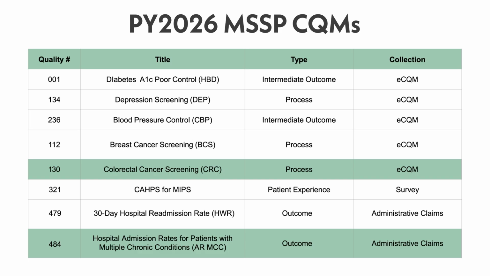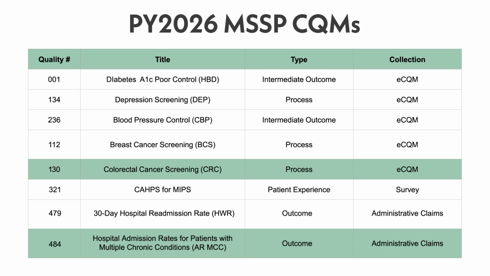Quality 112, breast cancer screening. Based on a screening mammogram within the look-back window with specifications aligned in the 2026 eCQM version. And Quality 113, colorectal cancer screening. This is an important highlight because it is phased into APP+ beginning in 2026, meaning sites need strong registry and documentation workflows to ensure screenings count.